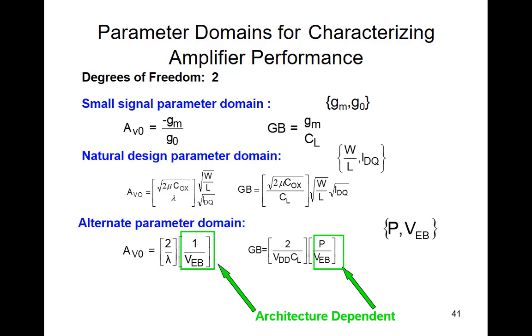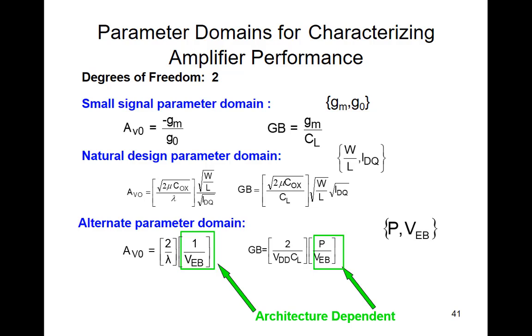No, there's a big difference here. If I want to set the voltage gain with this architecture, it's only dependent on VXS bias. So I set VXS bias, the gain is fixed. After I set VXS bias, then I can come over here and set the power to get the GB. I definitely don't have that property if I use a natural parameter domain. I don't have that property if I use a small signal parameter domain.